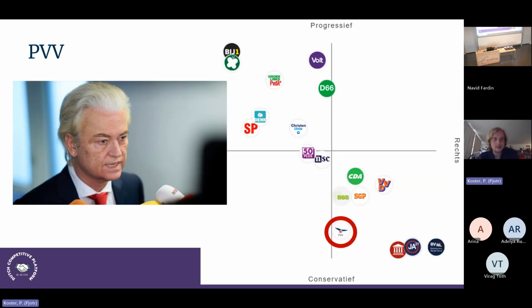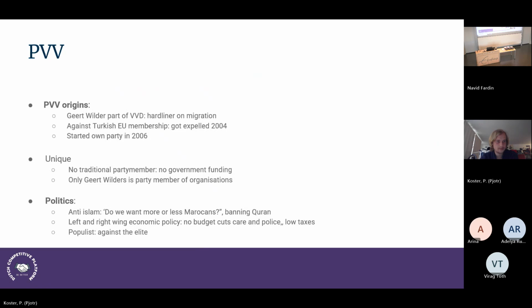This was the BBB. Now we're going to get more spicy. We're going to talk about the PVV. So the PVV is basically being led by Geert Wilders. And as you can see, they are somewhat in the middle and they are quite conservative, more conservative than the VVD, but maybe more progressive than some of the other parties that we also have.